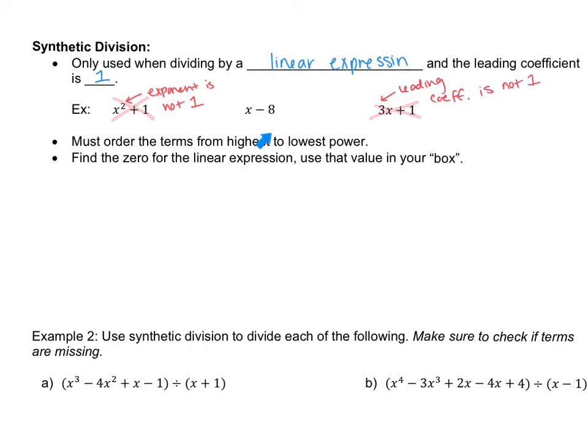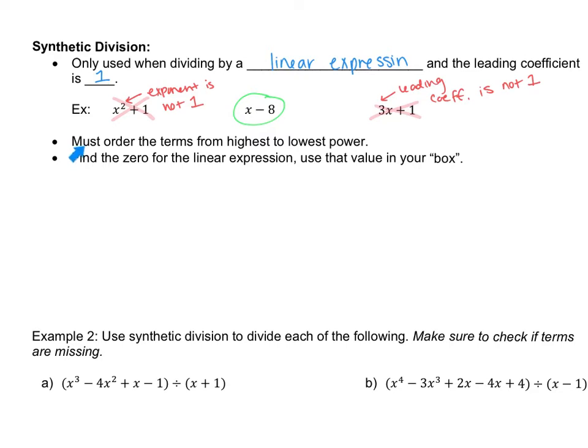So basically this here is the winner, the middle one, x minus 8. We can divide with it using synthetic division because the x is to the first power and the number in front of this x is a 1. So in this case, it's possible to use. And I'll show you why we use it here in a bit. It will make more sense.